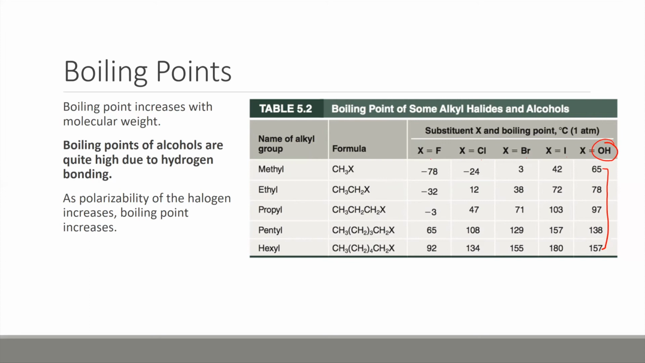Now, within the halides, the thing that will change the boiling point is polarizability. With more polarizability, you have an increase in boiling point. And what you see from this chart is that as you go from fluorine to iodine, boiling point increases. So just based on that, you can tell that iodine is more polarizable than bromine, then chlorine, and then fluorine.